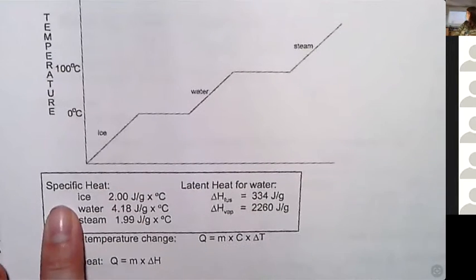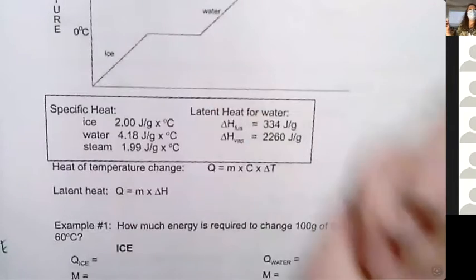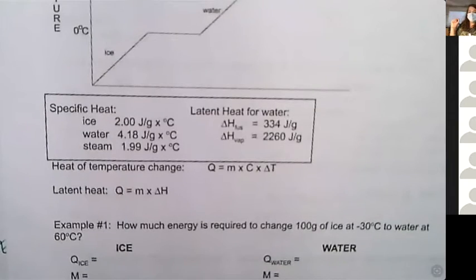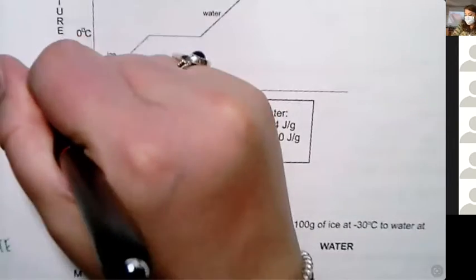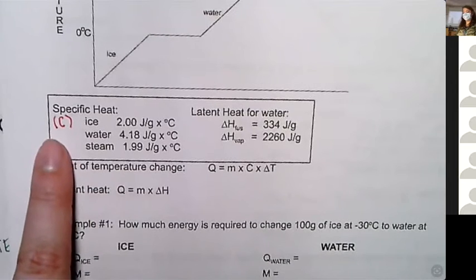We've got the specific heat for some stuff. And remember, specific heat, if you want to label this on your paper, feel free to. Specific heat is in that Q equals MC delta T that we started working on last week. This is going to be your C value right there. So Q equals MC delta T. That's where the C comes from, right here.